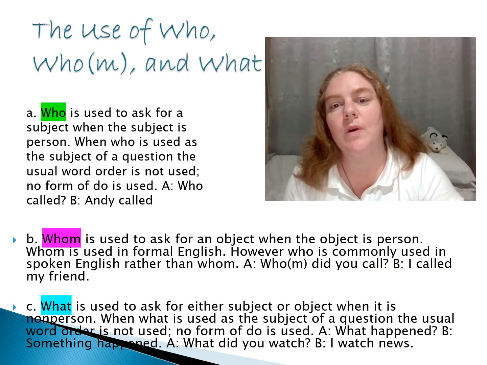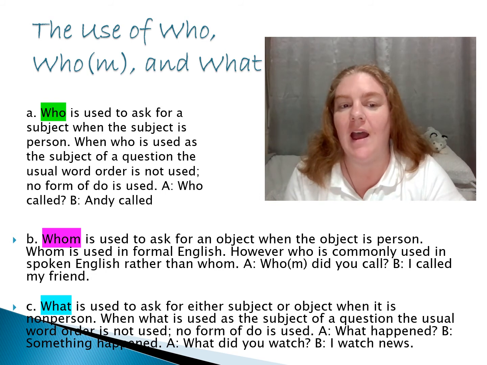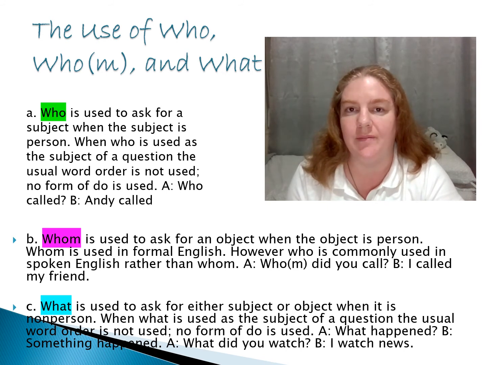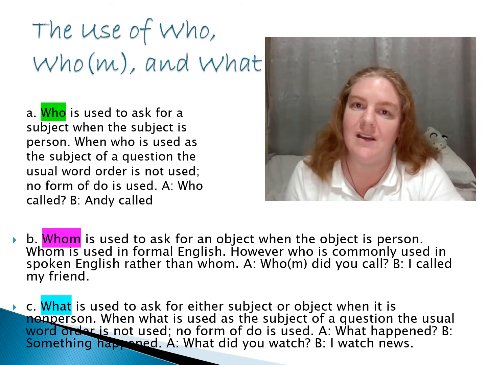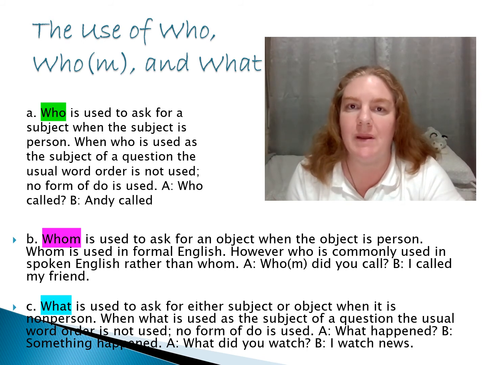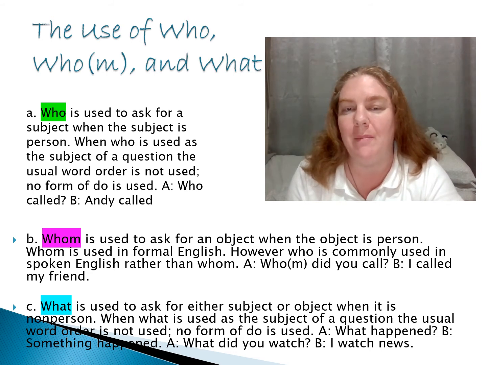How do we use who and whom? Who is used when we're talking about a subject who is a person. However, whom is used when we're talking about an object, but that object is a person. Whom is considered a very formal term and is very rarely used these days. Most people will just use the form who instead of using whom. What can also be used either as a subject or an object, however, when it is not about a person.